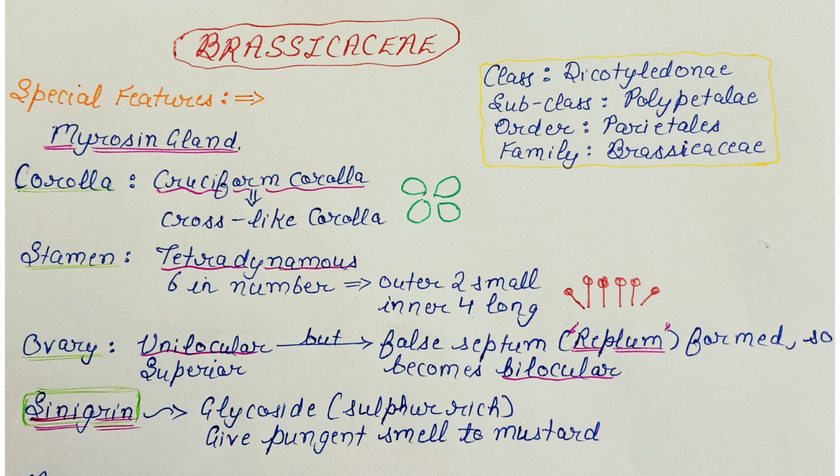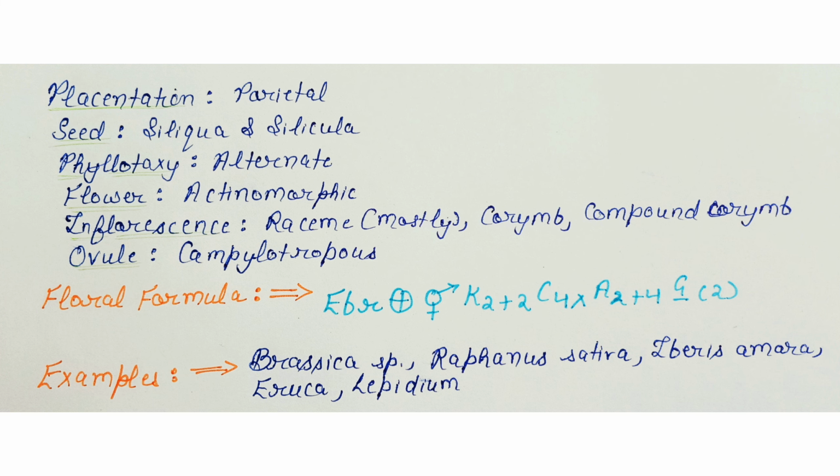Sinigrin is a glycoside which is sulfur rich and gives the pungent smell to the mustard. Placentation is parietal and fruit is known as siliqua or silicula. Alternate phyllotaxy is seen and the symmetry of flowers is actinomorphic. Most of the members show the raceme inflorescence, but corymb or compound corymb is also present. Ovule is campylotropous.